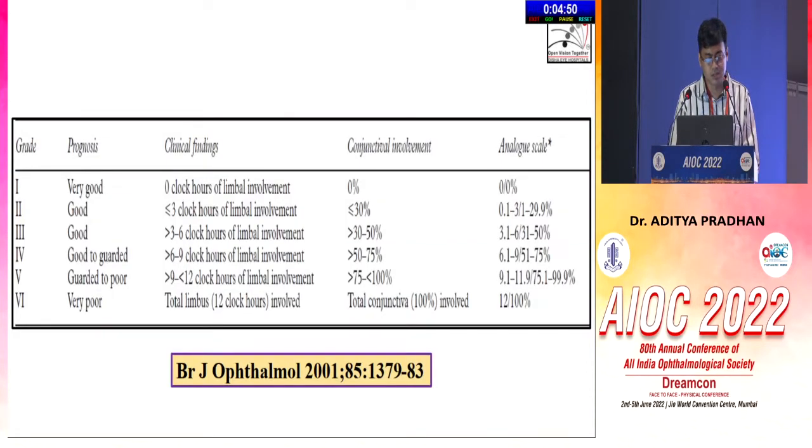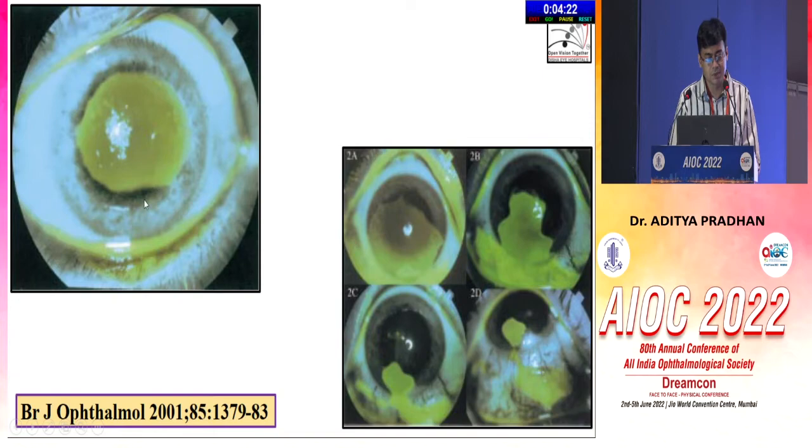Then we came to the most current classification, the Dua system, in which we have 6 grades. The prognosis obviously worsens from grade 1 to 6, and you have clock hours of limbus involvement, the percentage of involvement, and the analog scale. Grade 6 is very poor, in which the total limbus, 12 clock hours, is involved, and the conjunctival involvement is also 100%. You have these images from the original article showing the different grades, and this would be a grade 3, in which the conjunctival limbus is involved with a persistent epithelial defect.